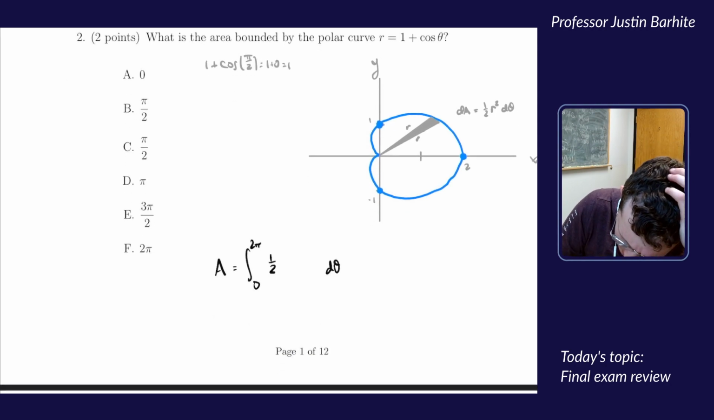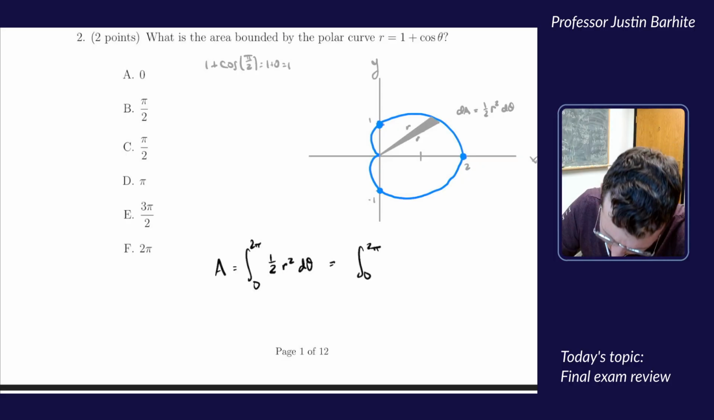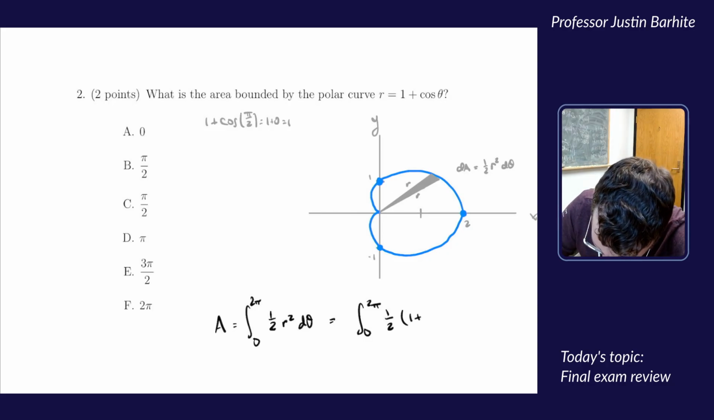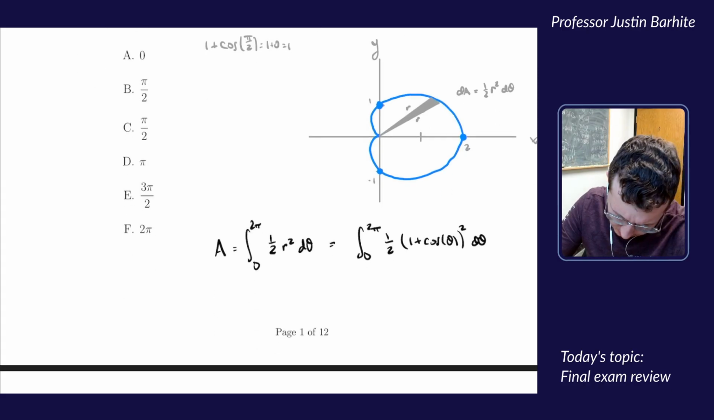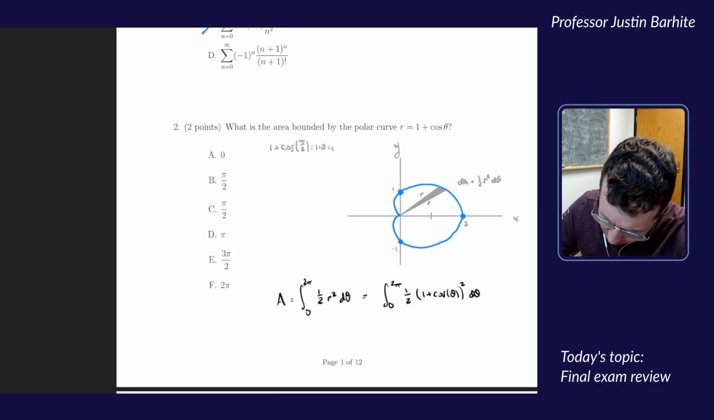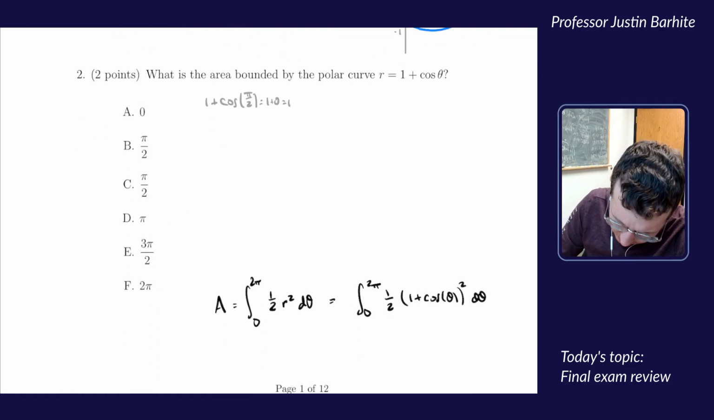Alright, so I'm adding up the angles of all those little slices, which means integrating 1/2 r squared d theta from 0 to 2 pi. And r is 1 plus cosine theta. It did not give me a lot of room here to do this integral. Let me throw that up there in the previous problem.